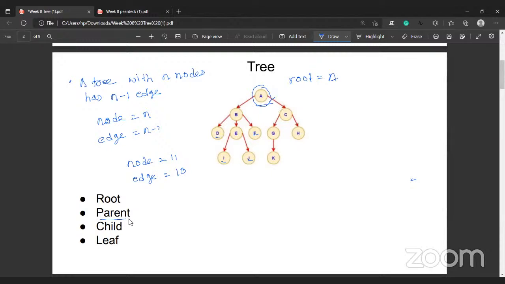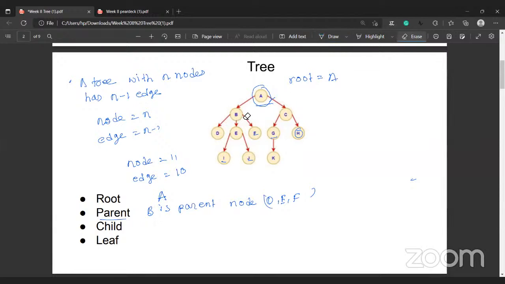Then parent node. The node which is a predecessor of any node is called the parent node. Like B is the parent node of D, B is the parent node of E, like this. C is the parent node of G, C is the parent node of H, like this. So you can say that B is the parent node of D, E, F, and the root node is A.